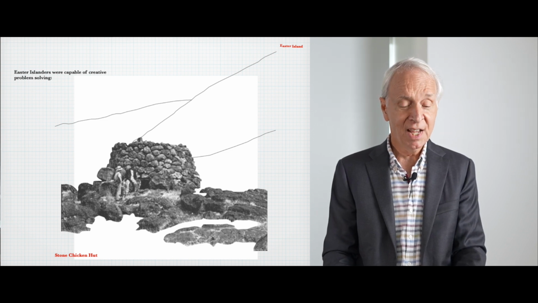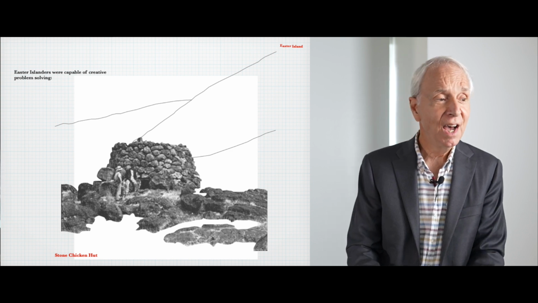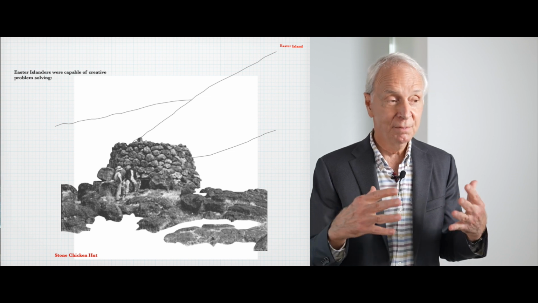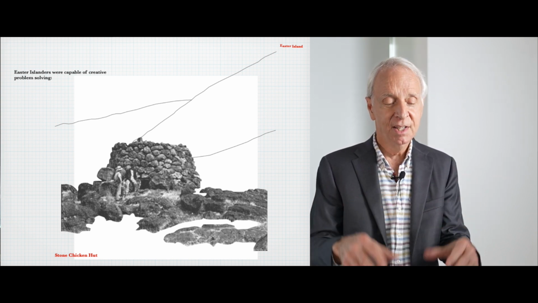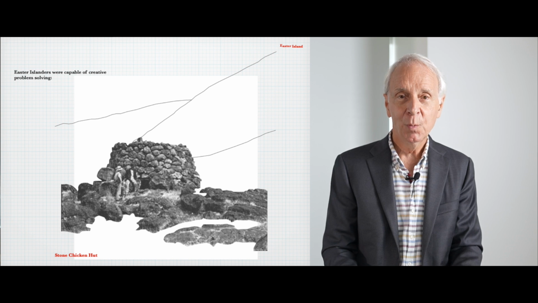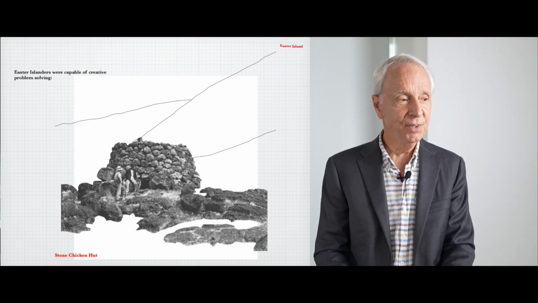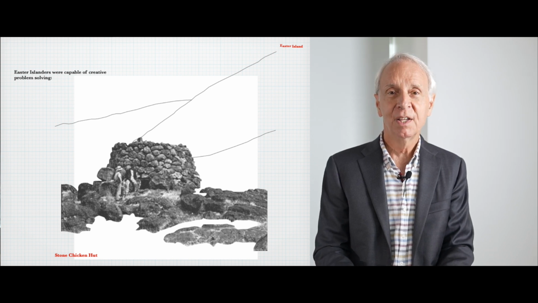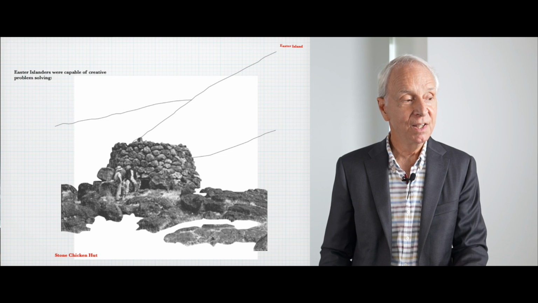You can see that tiny little hole at the bottom where the little chicken would go in, and then they'd be safe from the predator. It also would keep them warm at night because that rock would heat up during the day and keep them cozy and warm when it got cold at night. So they built this very clever chicken coop, and it performed beautifully. So they were capable of creative problem solving.